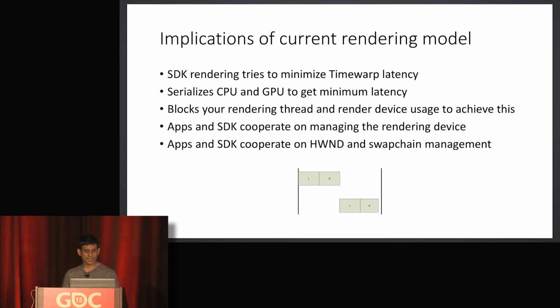Also, the app and the SDK are sharing the app's device to do all the rendering. Our SDK does all the time warp rendering and all the scheduling and timing on your rendering device, on your rendering thread, using your HWND and swap chain and so on. To get all of these things functioning really well, we need to make sure we all follow a good set of rules, and if you get any of that wrong, it kind of breaks the experience.